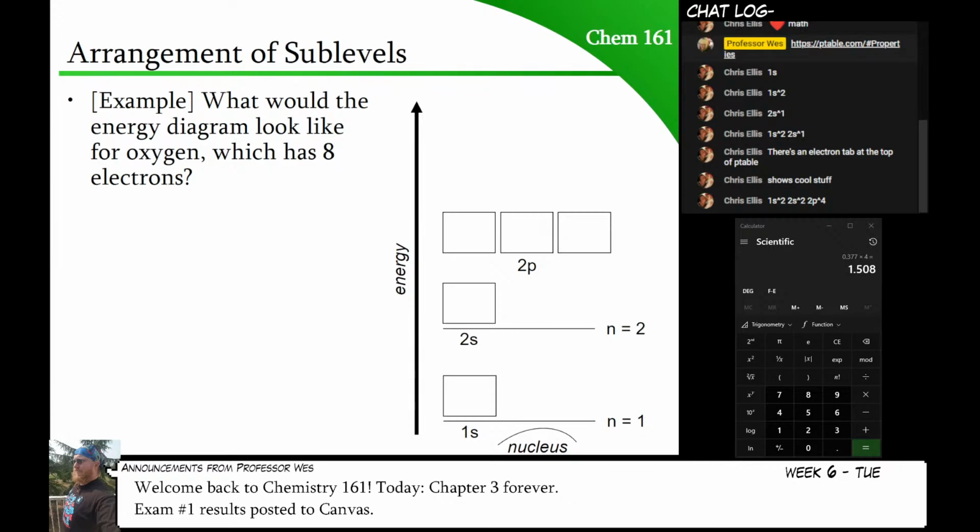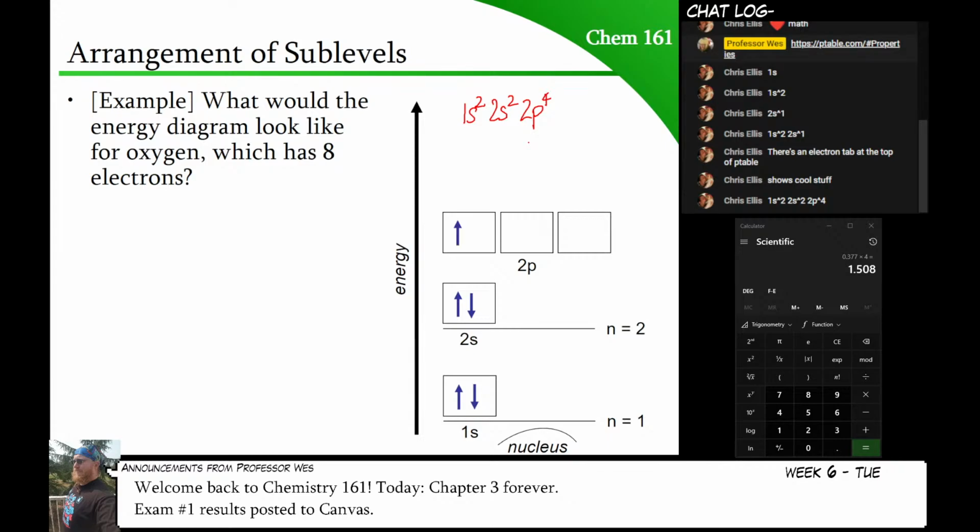All right, let's write down what you should have gotten. So if oxygen has 8 electrons, I'd write 1s2, 2s2, so that'd be the first 4, and 2p4, which would be the last 4. So now we've got to fill in those 8 electrons. So here's my first one, and here's my second one. That's easy enough. And then, bam, bam.